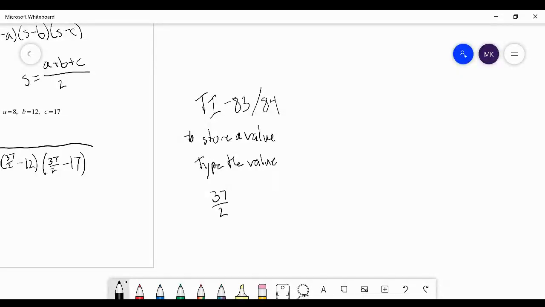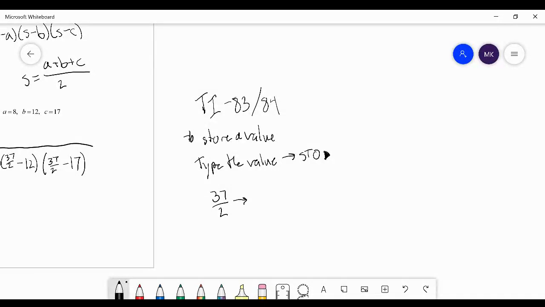And then you're going to look for the button that says STO with a little arrow. You're going to press that button. So if you type 37 divided by 2 and press that button, it's going to create a little arrow on your screen. And then you want to pick any letter on your calculator. If you're not comfortable getting to the letters, you just press the alpha button and then pick one of the buttons that has that letter above it.